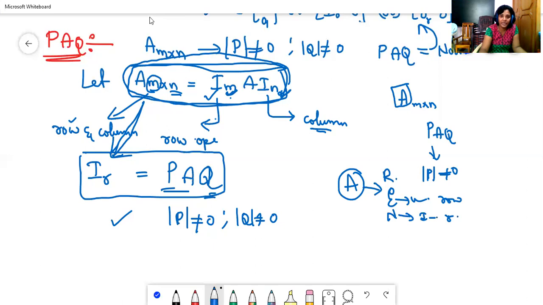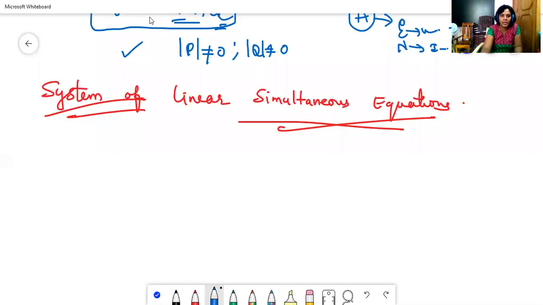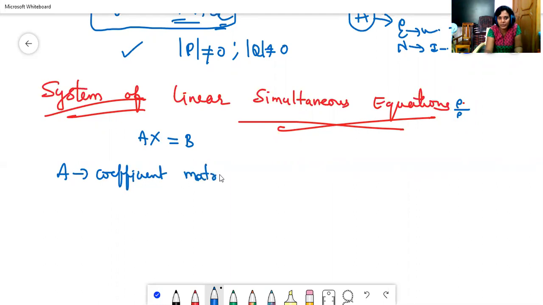These three methods are very important. A system of linear simultaneous equations means a set of equations in variables x, y, z, and possibly w, t. The equations can first be expressed in matrix form, that is Ax equal to b. A is the coefficient matrix, X is the variable matrix, and B is the constant matrix.